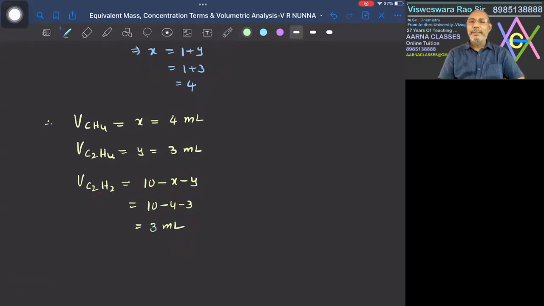You see, I found that in the given 10 ml of original mixture, methane is 4 ml, ethene is 3 ml, and ethane is 3 ml. This is the composition of the given mixture. So in eudiometry, you will have these two different models, and you have to practice many more problems to get the right confidence.